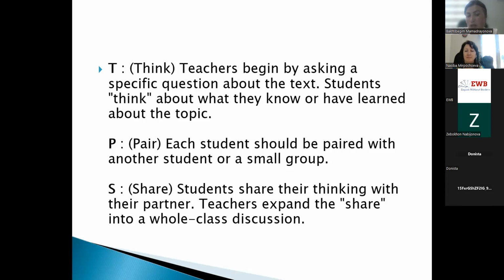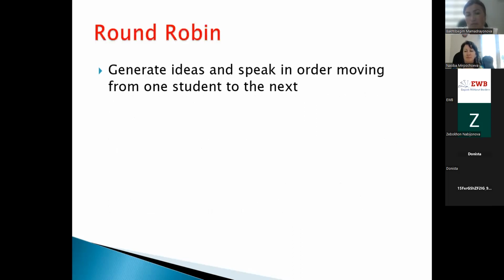Teachers expand the share into a whole class discussion. So this process depends on the teacher, who should divide the class into pairs or into small groups. Then together, in a whole class, they can share their thoughts.